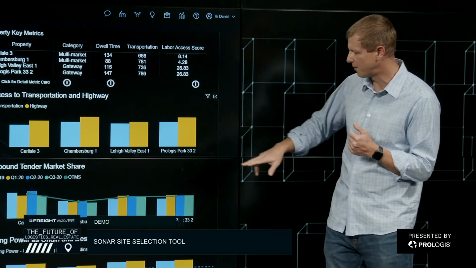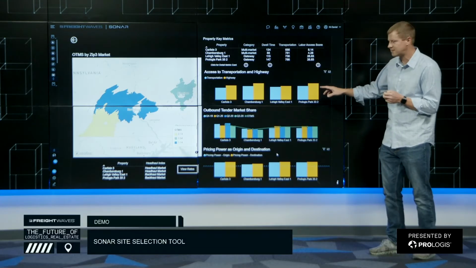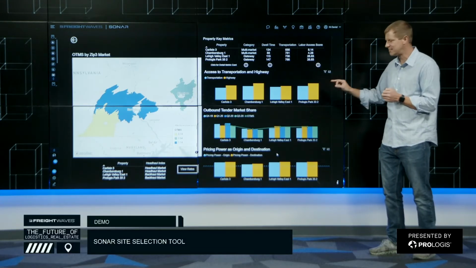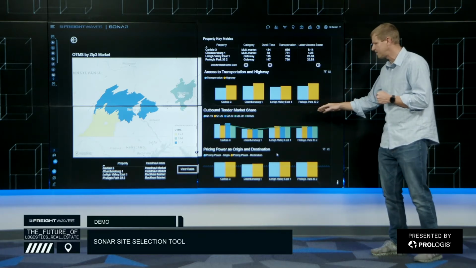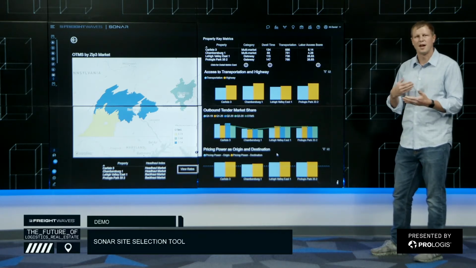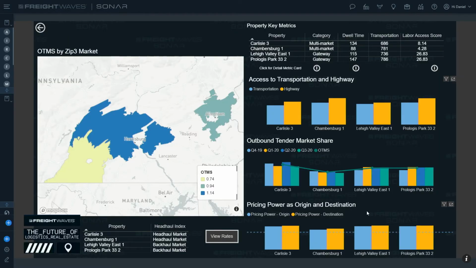So looking at our pricing power down there, you can see it's separated into origin and destination pricing power. The origin there in the blue indicates, as an origin, you're going to have either high or low pricing power. Anything over that dotted line right now basically means that carriers have a little bit more leverage than you would in terms of negotiating your prices.